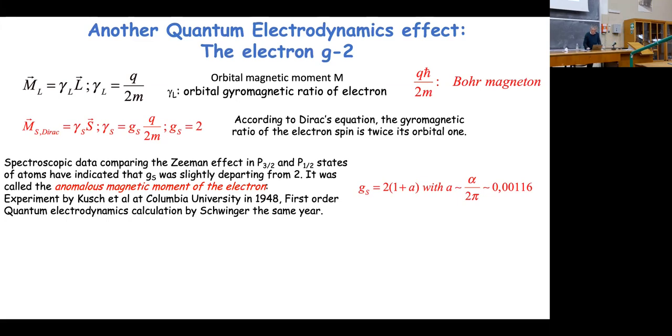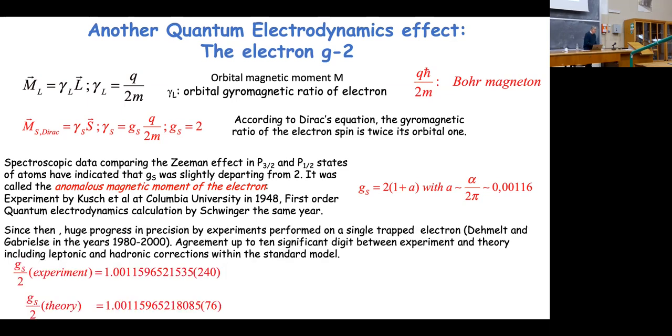But you see, Kush made a measurement of about 1 part in 1,000. Since then, huge progress had been made. I don't have time to describe the experiments, but they are performed in a trap in which you can trap a single electron and observe this electron for a very long time. And you see here now how we know with which precision we know the G-2. You have 10 significant digits.